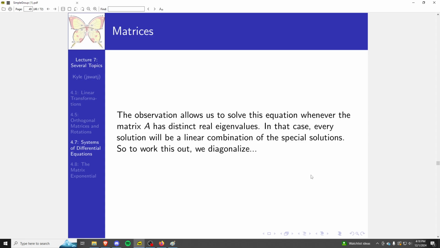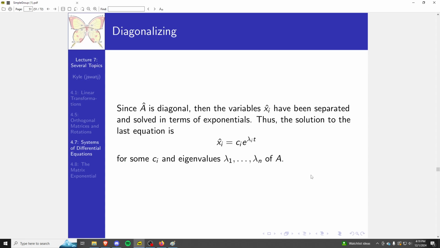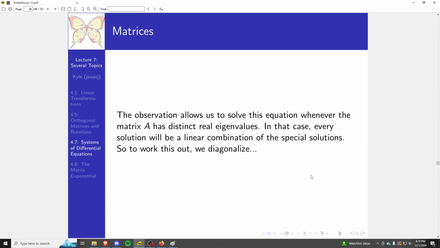And this observation allows us to solve this equation whenever the matrix A has distinct real eigenvalues. And in that case, every solution will be a linear combination of the special solutions. And so in order to work this out, we have to diagonalize the matrix in order to get the solutions to the more general case.